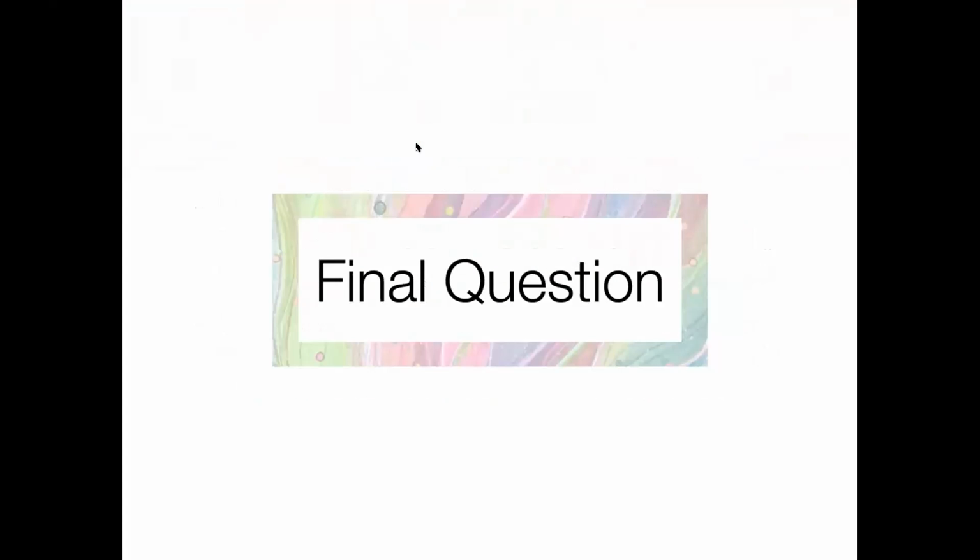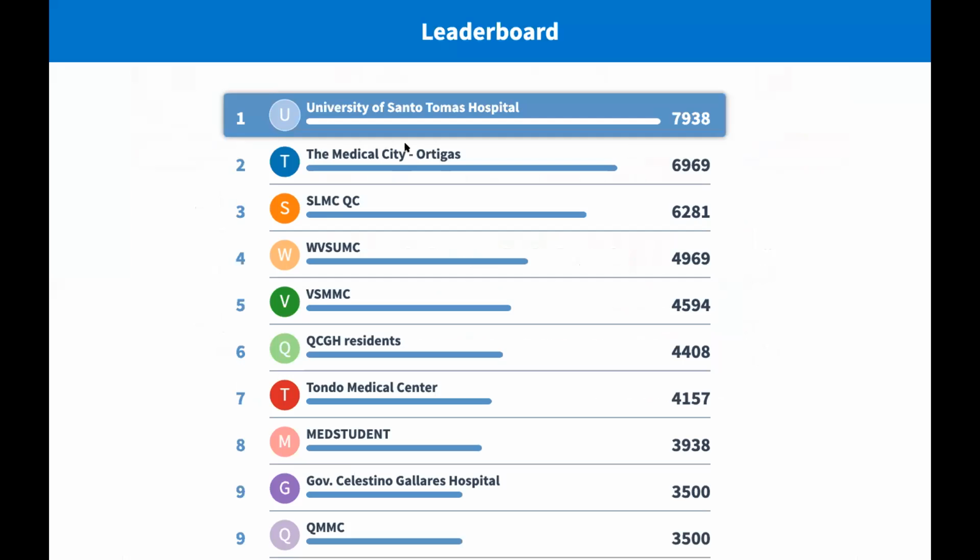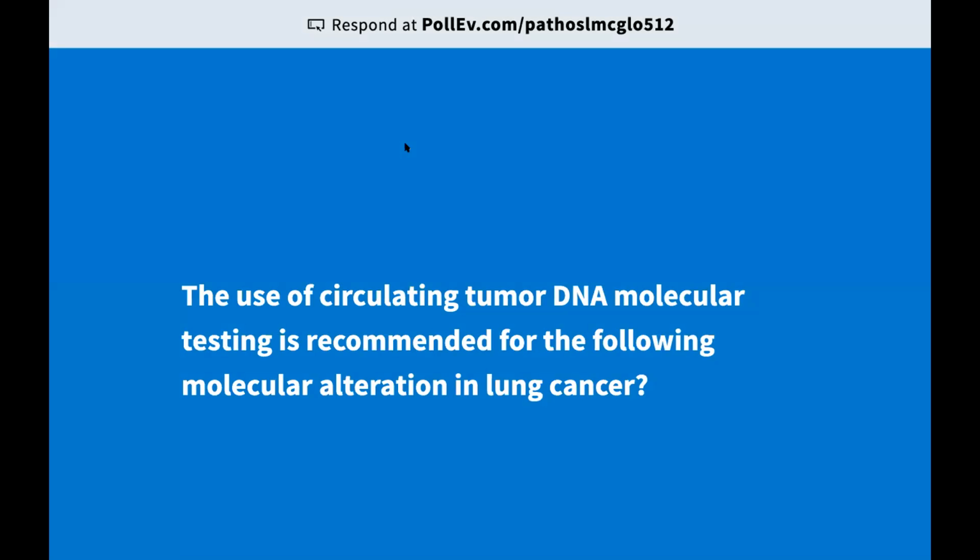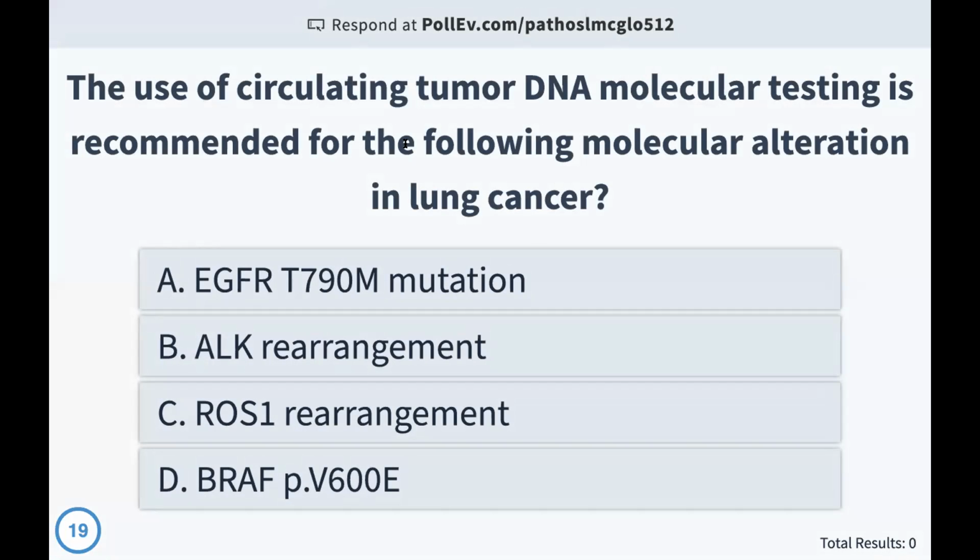And for the final question, the use of circulating tumor DNA molecular testing is recommended for the following molecular alteration in lung cancer. Is it letter A, EGFR T790M mutation? Letter B, ALK rearrangement? Letter C, ROS1 rearrangement? Or is it letter D, BRAF V600E?